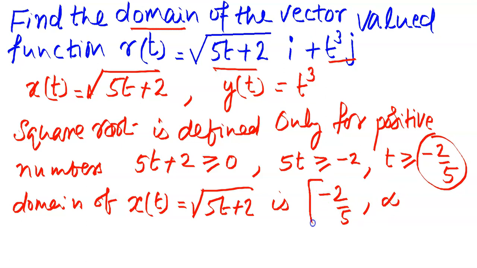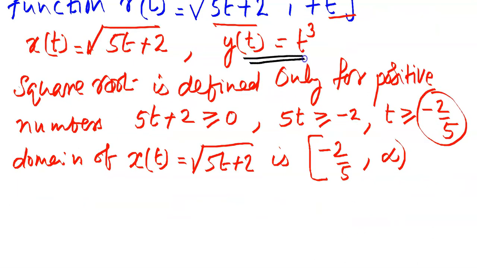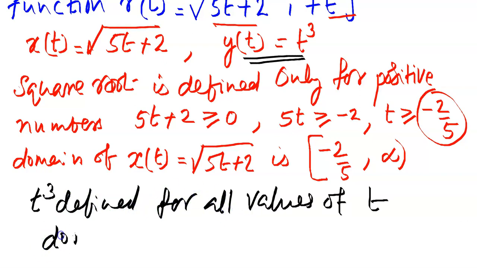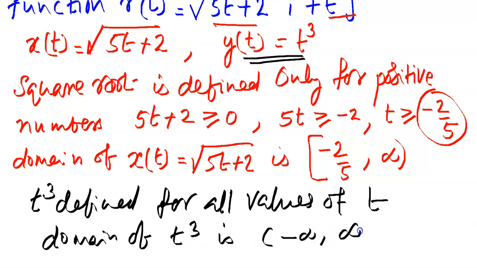ഇവിടെ ക്ലോസ്ഡ് ബ്രാക്കറ്റ് വേണം ഇടാൻ, ഓപ്പൺ ബ്രാക്കറ്റ്. t greater or equal to minus 2 by 5. Domain of x of t is minus 2 by 5 to infinity. Y of t is equal to t cube. T cube is defined for all values of t. Therefore, domain of t cube is minus infinity to infinity.